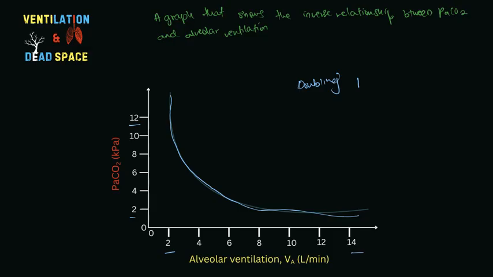So when we say doubling the alveolar ventilation results in halving the value of PaCO₂, let's take for example, we have an alveolar ventilation of 4 liters per minute, we have a PaCO₂ level of 5 kilopascals. Now let's double our alveolar ventilation to 8 liters per minute. We can see the PaCO₂ level here, if you trace carefully, it is at 2.5 kilopascal. So the value has halved just because we have doubled the alveolar ventilation.